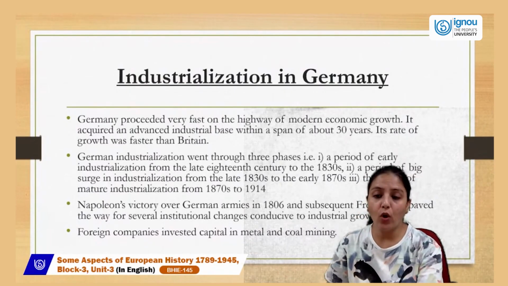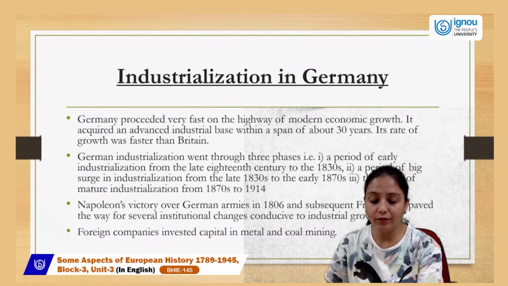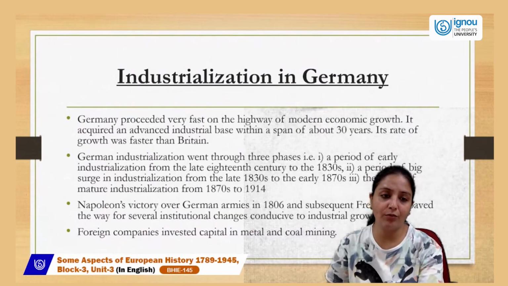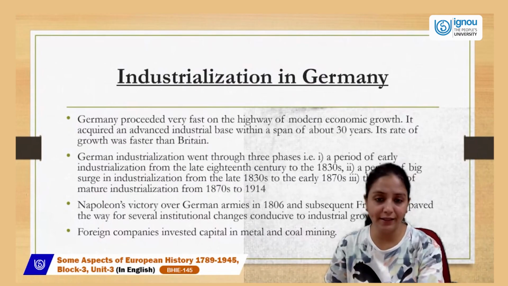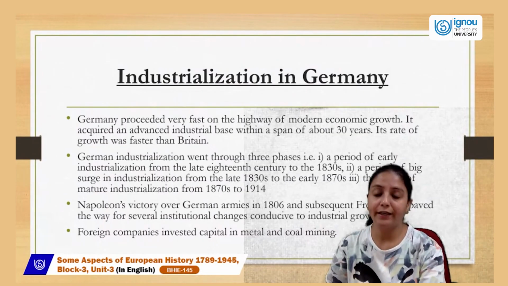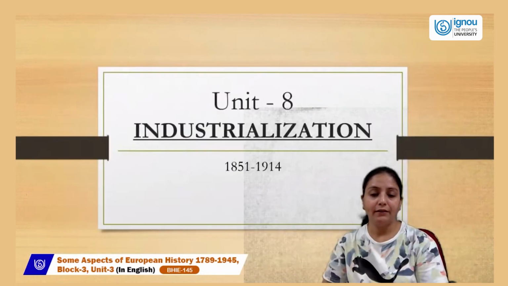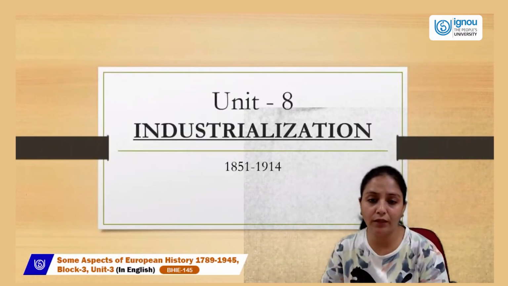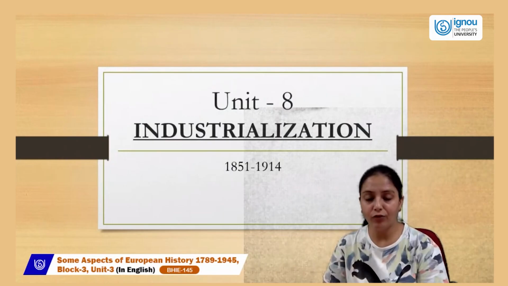The growth of all these things between 1830 and 1914, there were 3 phases they were facing at that time in the matter of industrialization, how they were increasing the production and their technologies very fast compared to other countries. In our Unit 8, industrialization, we are going to cover the time period of 1851 to 1914.